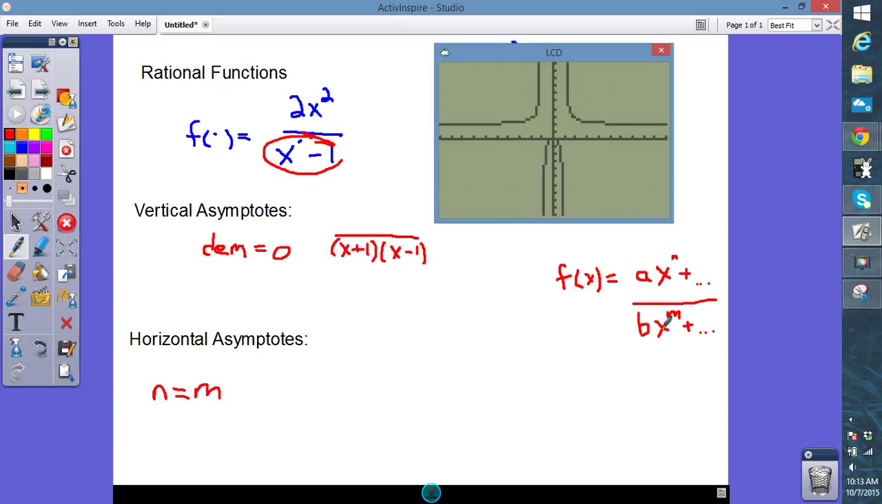We're looking at the a and b, but we're also looking at the degree of the numerator and degree of the denominator. In our last situation, the degree of the numerator was less than the degree of the denominator. In this case, and this got a little bit erased here, our degree of the numerator, n, is equal to the degree of the denominator, m. When that happens, you're going to look at a and b, and your horizontal asymptote is going to be the line y is equal to a over b.